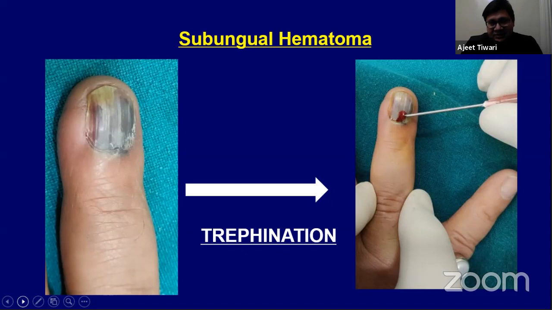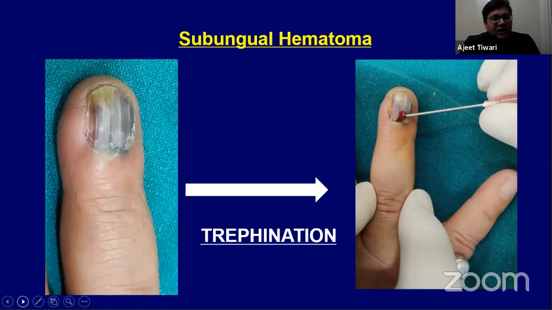Initially there was a concept of when we should go for trepanation and when we should go for repair of the nail bed. The consensus was that when the hematoma is 25 to 50%, we should go for trepanation, and if it is more than 50%, we should remove the nail plate and repair the nail bed. But recent literature says the size of the hematoma is immaterial. What is important is that the nail plate should not be avulsed. If the nail plate is intact, we should go for trepanation.